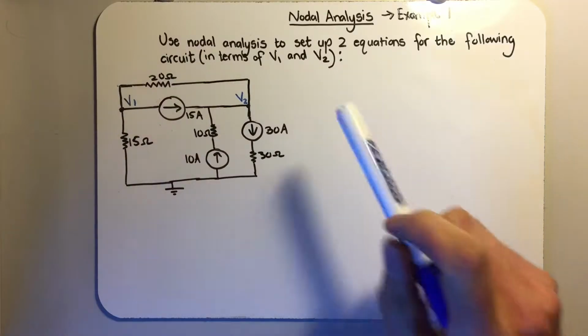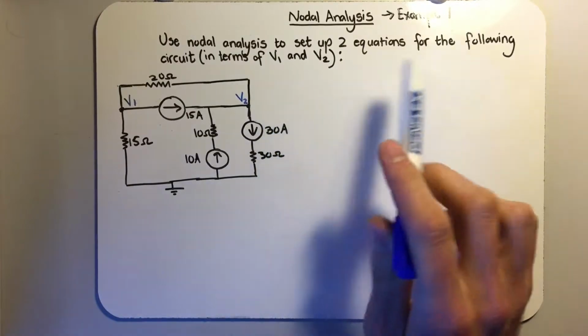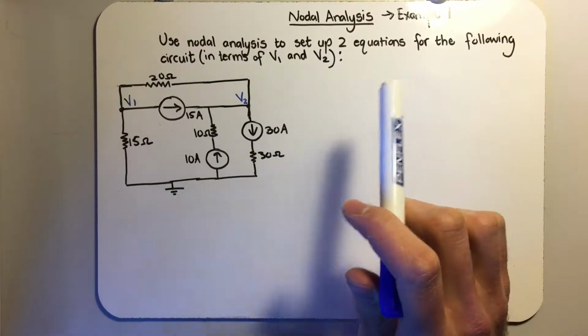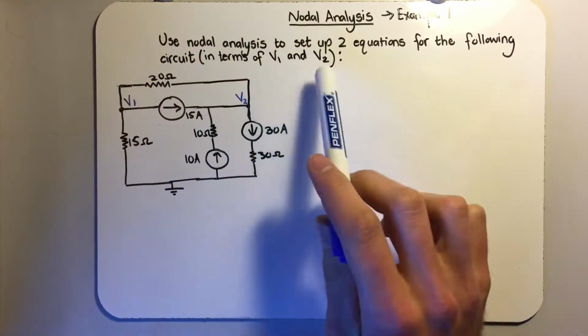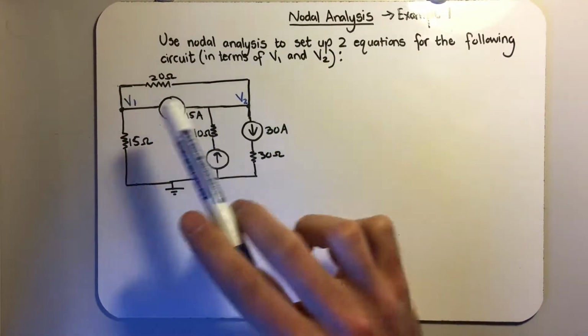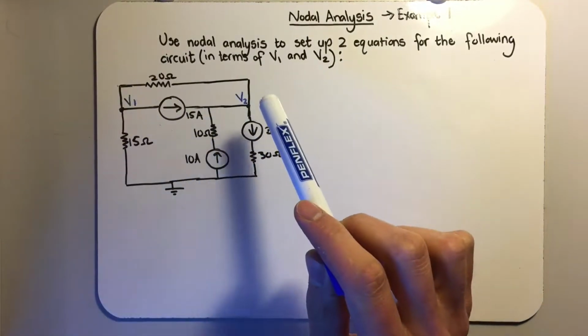So in this video, I'll be looking at nodal analysis, and the best way to look at nodal analysis is using an example. So let's get going. Use nodal analysis to set up two equations for the following circuit in terms of V1 and V2. So we're given the circuit, and it has some current sources, and we're given V1 and V2.